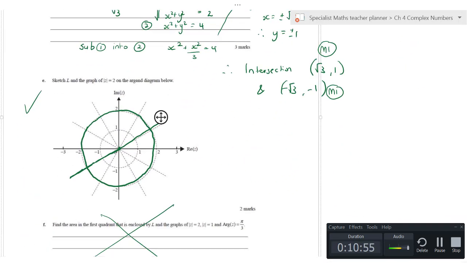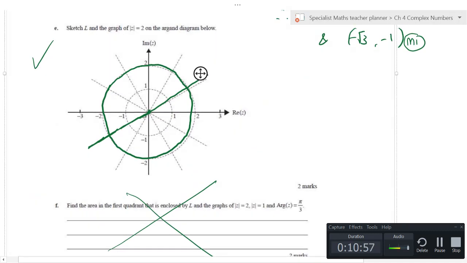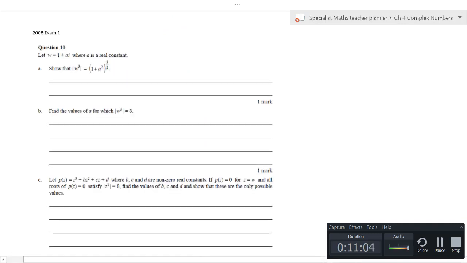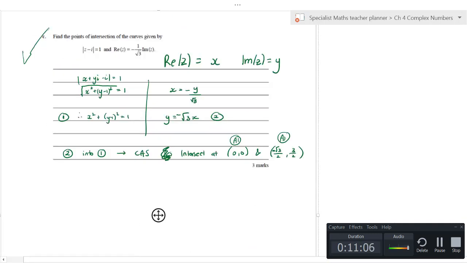And then, of course, we're sketching over here. We're sketching a line and a circle on an Argand diagram. We're not going to find that area because that's a region. But when you go through these questions, a lot of them have become very similar. There's about 4 different cases of these.